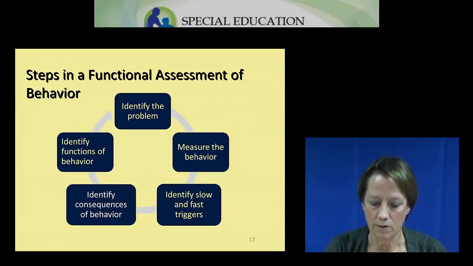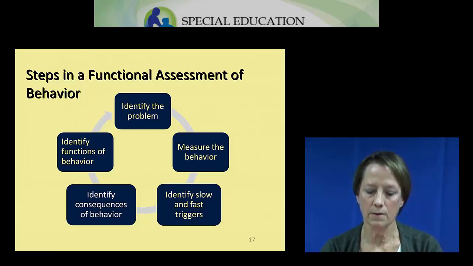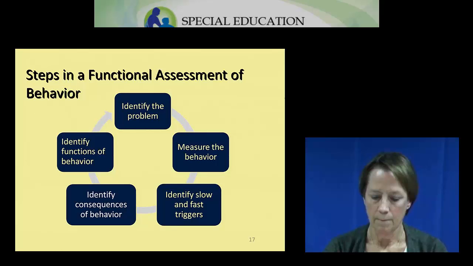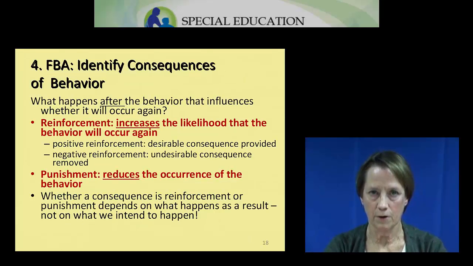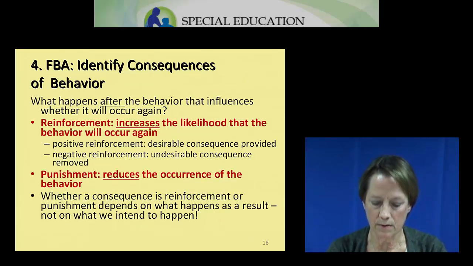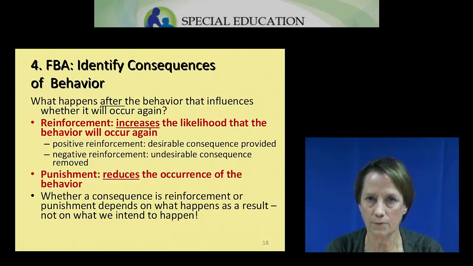So now we're going to move on to the next step in our sequence here, and I look at identifying consequences of behavior. This is step 4 of our functional behavior assessment process. And when we're talking about consequences, we're talking about what happens after the behavior that influences whether it will occur again. And we have 2 types of consequences that we're going to talk about today.